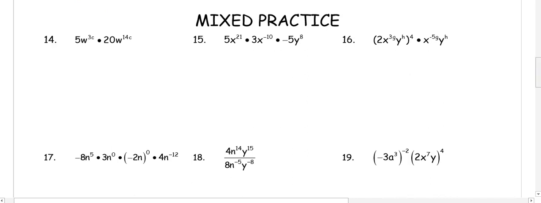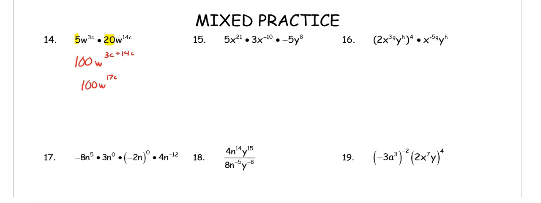So in number 14, the two numbers, 5 and 20, don't have exponents, so they can be multiplied together to get us 100. And then we only have one base, so we're going to add those exponents. So w to the 3z plus 14z, which gets us 100 w to the 17z.